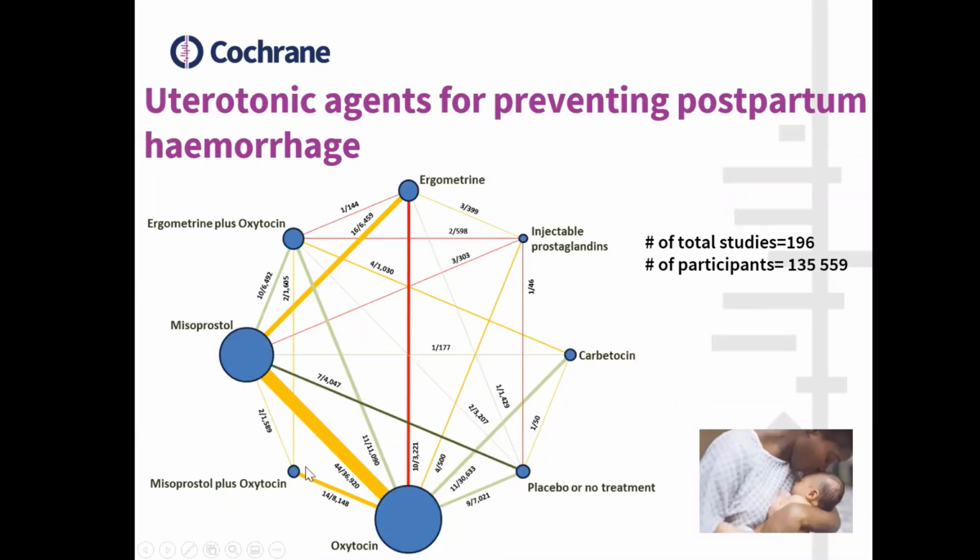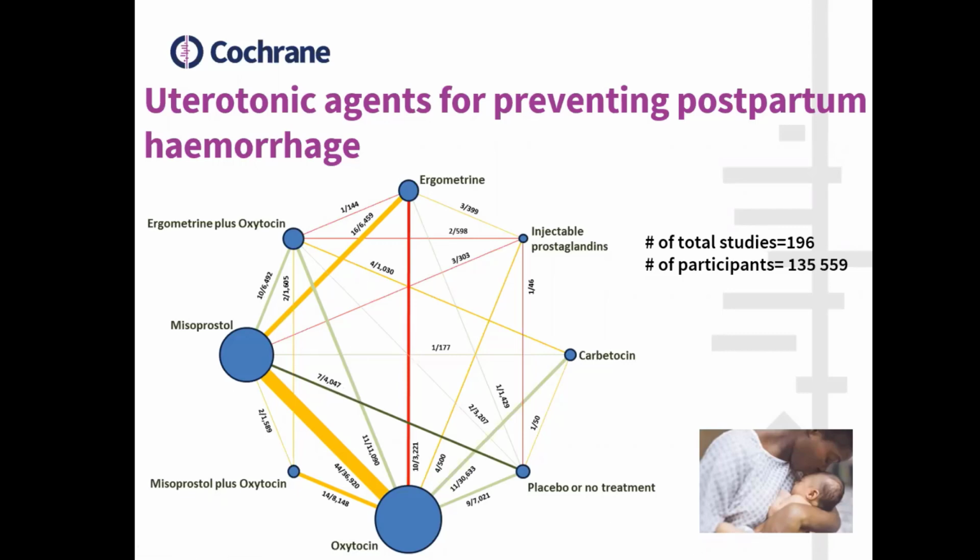So if we look at this biggest comparison here, you can see that by the size of the nodes. So the nodes are the interventions. And you can see these circles here are really big. So misoprostol and oxytocin are the most common interventions that have been looked at. And we've got the information here. So 44 trials. There's 44 trials that make this comparison, and 36,920 participants are included within those trials.